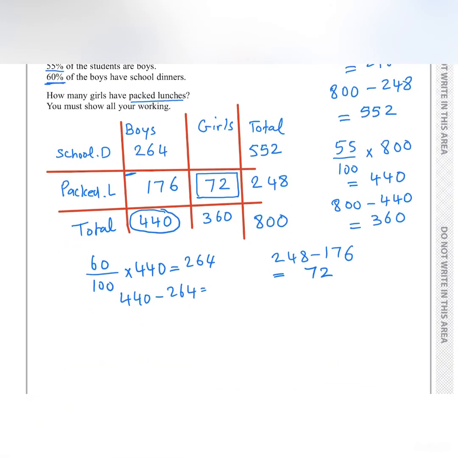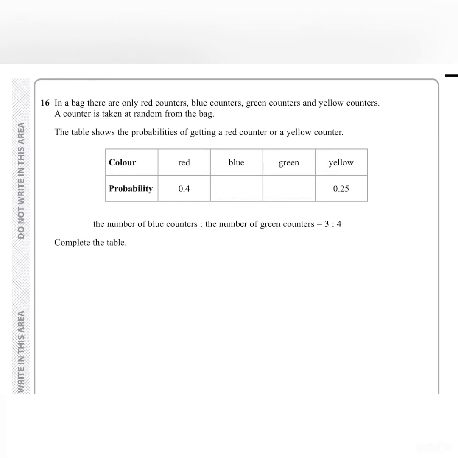Okay, so it's always easier to draw a two-way table and work out the values from there. So 72 girls. Okay, question 16, it says in a bag there are only red counters, blue counters, green counters and yellow counters. A counter is taken at random from the bag. The table shows the probabilities of getting a red counter or a yellow counter. And the number of blue counters to the number of green counters is in the ratio of 3 to 4, and complete the table. Okay, so we know all these probabilities add up to 1.